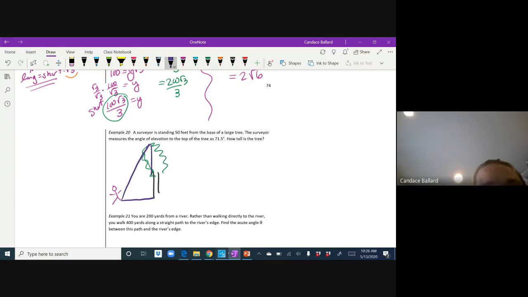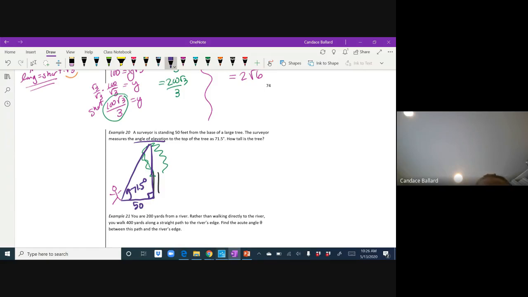Okay, to the top of the tree. So you can see that I do have a right triangle there. And again, it's all about finding that right triangle. It said that we had an angle of elevation, and we did talk about that last week, where an angle of elevation is something where we go up, and it is 71.5 degrees. A surveyor standing 50 feet from the base. So we know that the bottom of the tree is 50. We have our right angle in there.